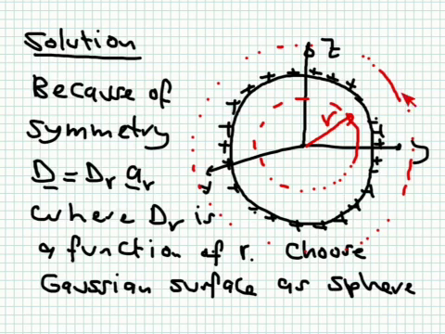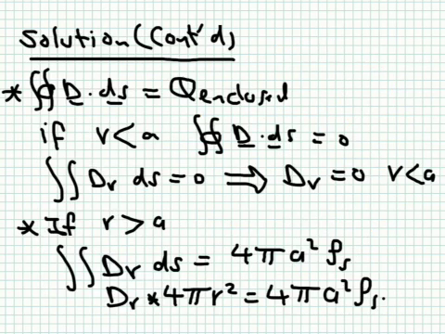Now, if we select a Gaussian surface with radius greater than a, then we apply Gauss's law. The integral of D dot dS is equal to the charge enclosed. The charge enclosed is equal to rho s, the surface charge density, multiplied by the total area, 4 pi a squared in this case. And then we can get the expression for the field. So this is what we do.